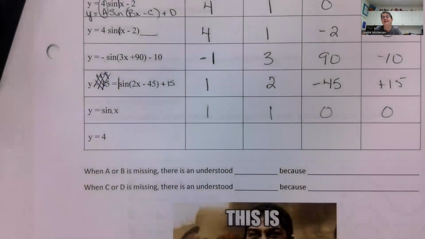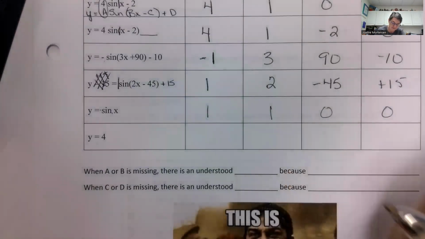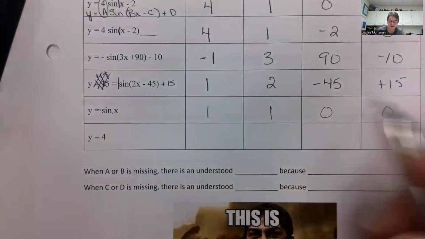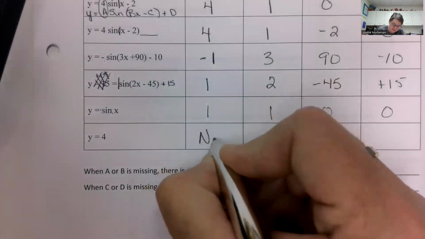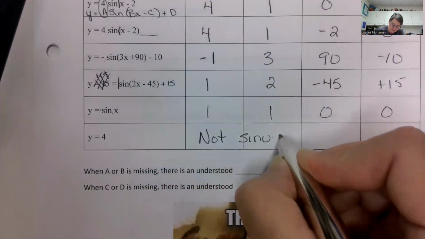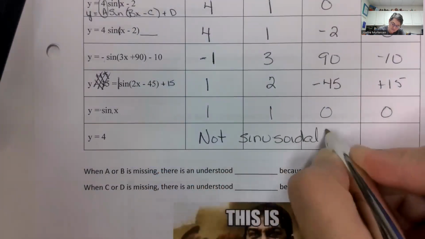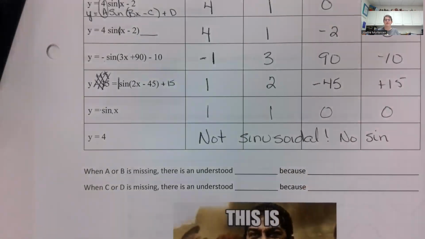Well, that's not a sinusoidal function because there's no sine in it. But if you think about it, y is equal to 4. That should be a nice horizontal line crossing the y-axis at 4. So, you know what? It would be 0. Never mind. It seemed really smart when I made these notes yesterday. There we go. Forget that.